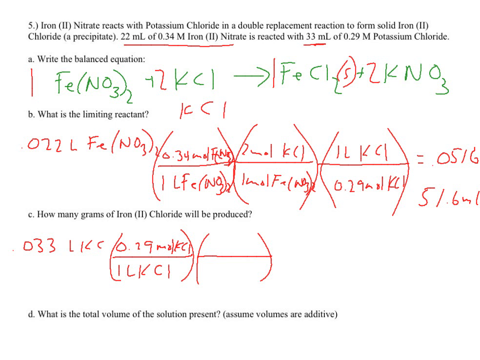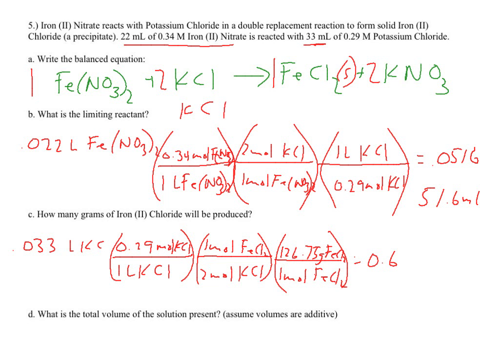For every 2 moles of KCl that you use up, you're only going to be able to get 1 mole of your precipitate, the iron 2 chloride. That iron 2 chloride has a molar mass of 126.75. So if everything goes to plan and we collect everything, the most we can get, our theoretical yield of iron chloride, would be 0.606 grams of that precipitate.